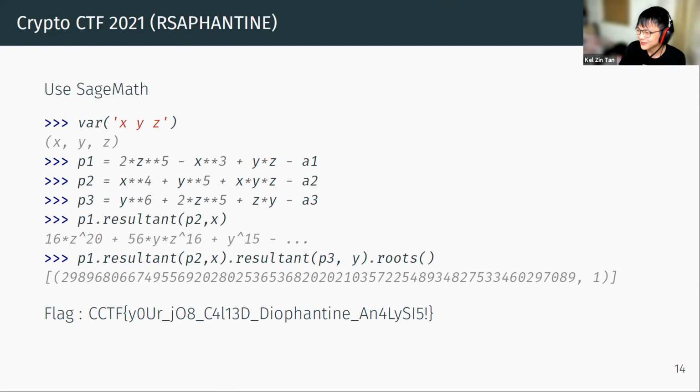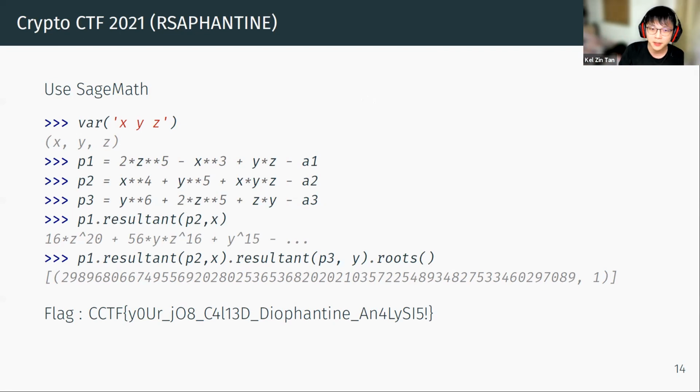Any questions for this part? Okay, how exactly does the resultant work? This is a very good question. So Sage actually just extracts everything out for us.